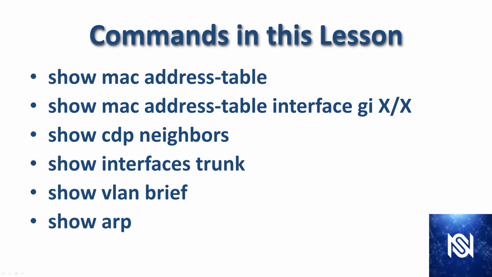The show interface is trunk. Make sure that your trunking is extending the VLANs that you want it to, and it tells you what ports have trunking enabled on them. Show VLAN brief allows you to see what VLANs exist on the switch and what interfaces have what VLANs assigned to them. And then, of course, show ARP shows you the ARP table.